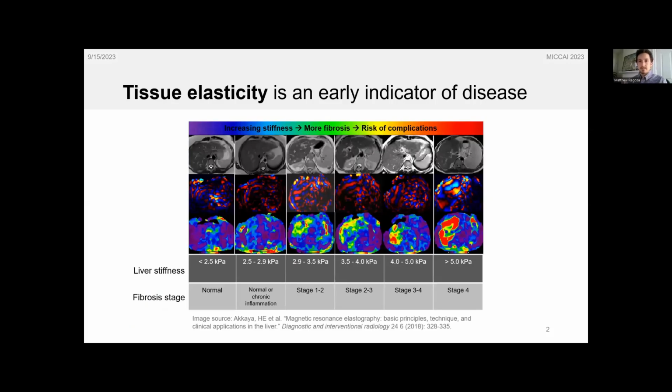Tissue elasticity is an important early indicator of diseases, including liver fibrosis, breast cancer, and more. Liver fibrosis is a progressive condition that is reversible with early detection, and tissue elasticity can be used to stage fibrosis with over 90% accuracy, making it an extremely useful tool for improving clinical outcomes.